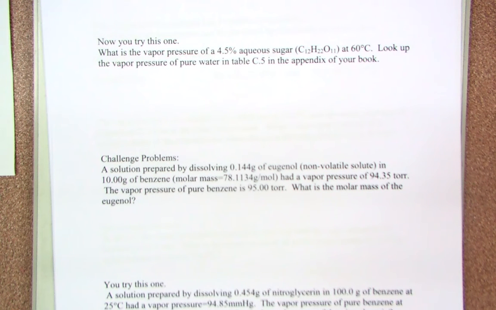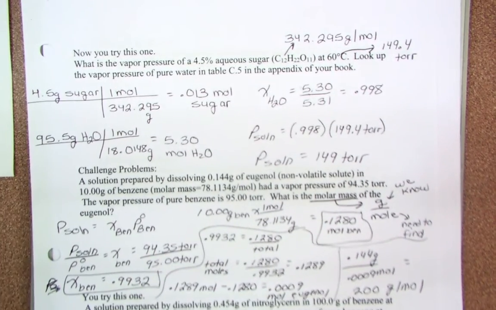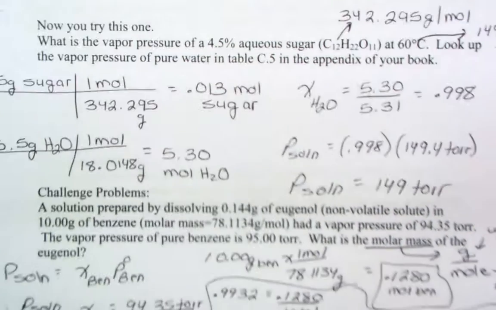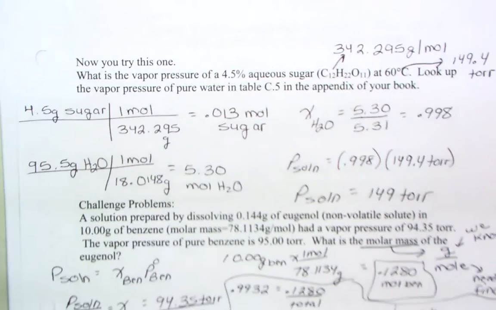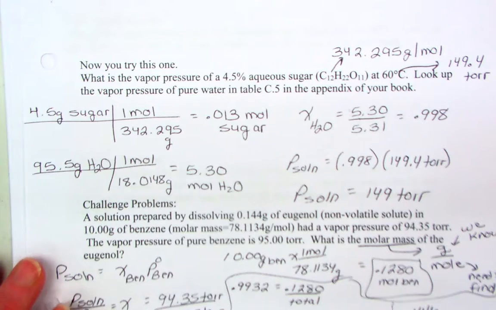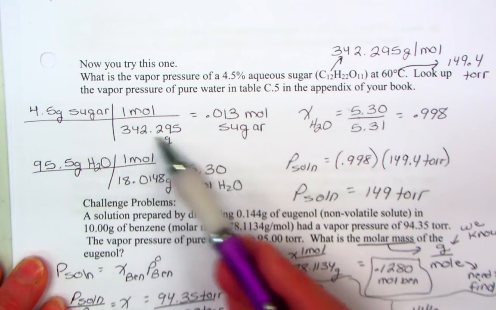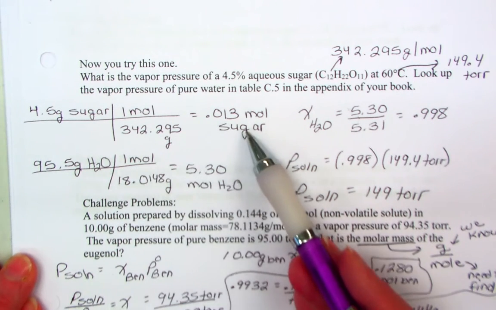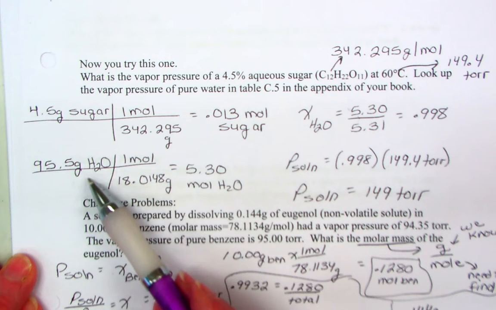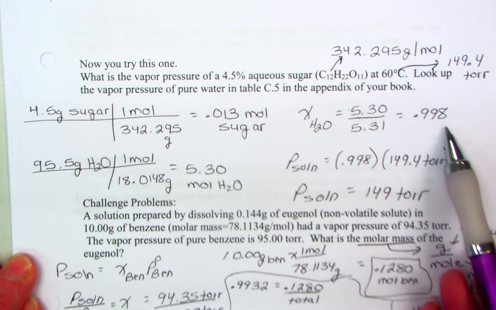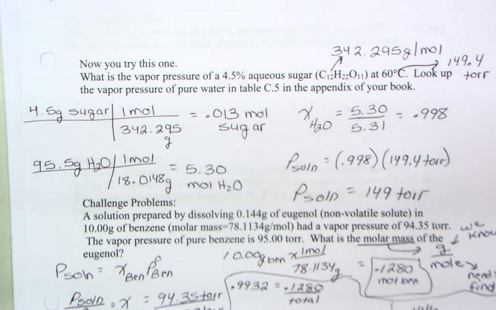For those of you listening to the video, I'm going to put the solution up here now. We have 4.5 grams of sugar. We change that into 0.013 moles. 95.5 grams of water is 5.3 moles. Then we calculate the mole fraction and multiply by the pressure of the pure material.